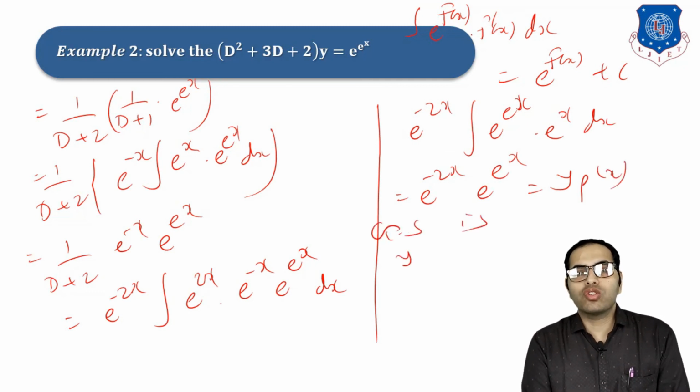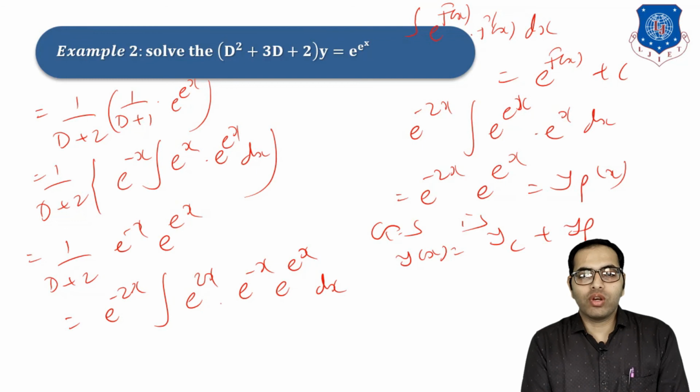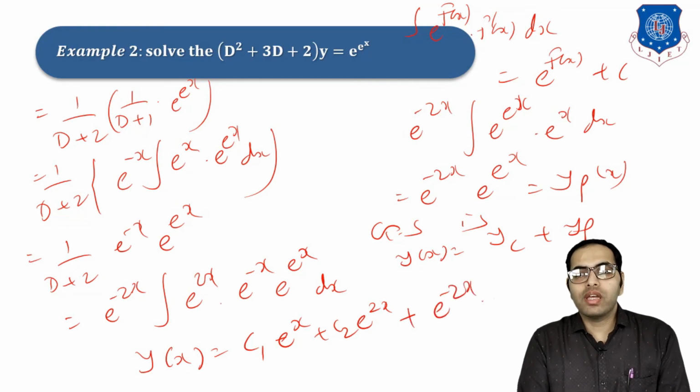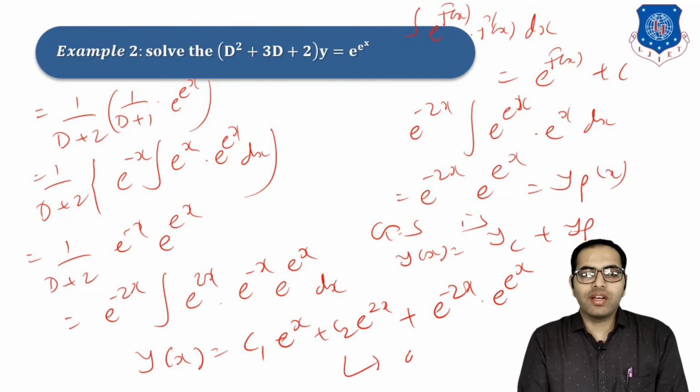Now the general solution is y of x equal to yc plus yp. Now substituting the values of yc, which is c1 e^(-x) + c2 e^(-2x), plus e^(-2x) into e^x, where c1 and c2 are arbitrary constants.